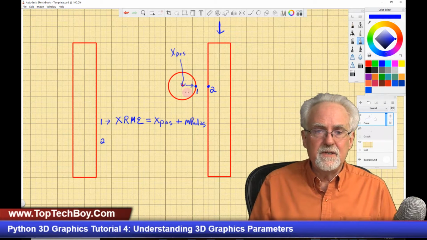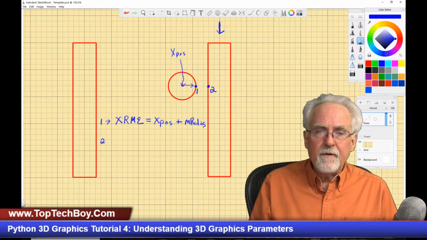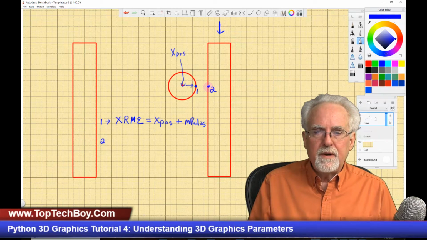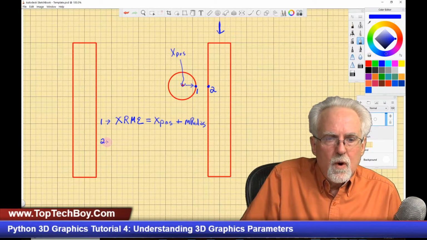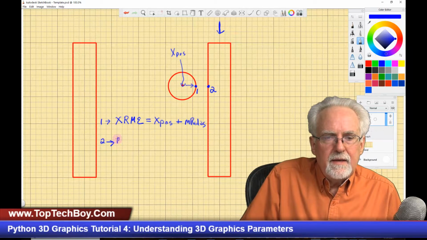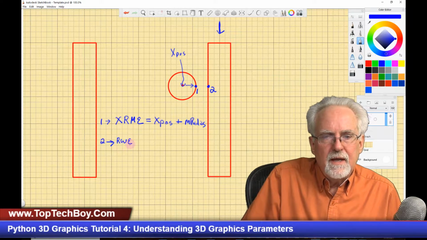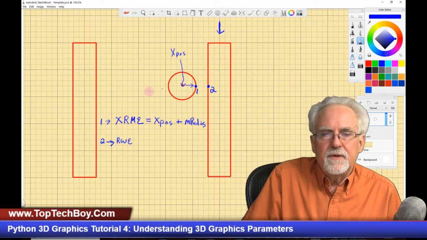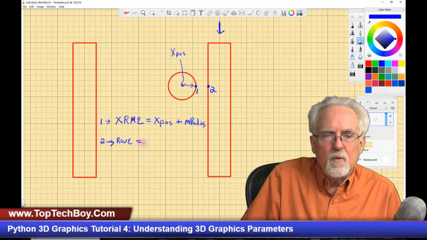So that is good. Now for number 2, what is number 2? That is the edge of the wall. And so what should we call that? That is right wall edge. And that's the only one that we're going to do. There's only one right wall and there's only one edge, and so that's going to be right wall edge.